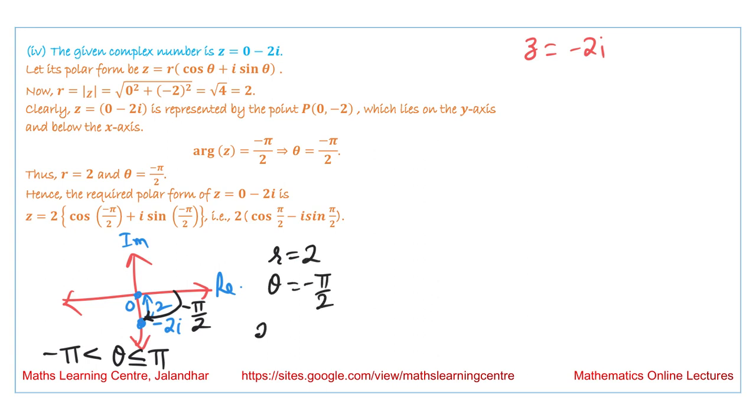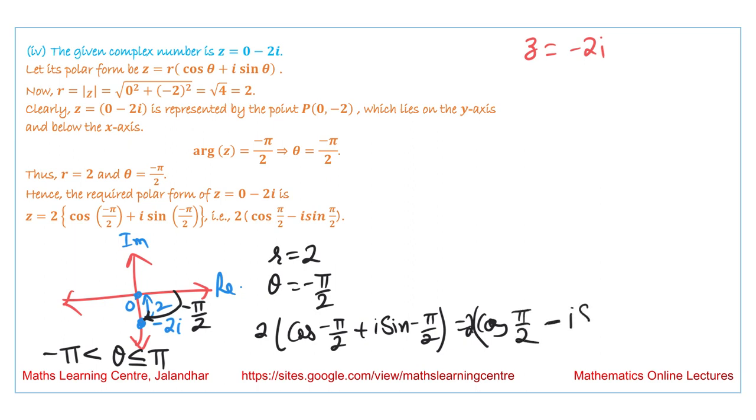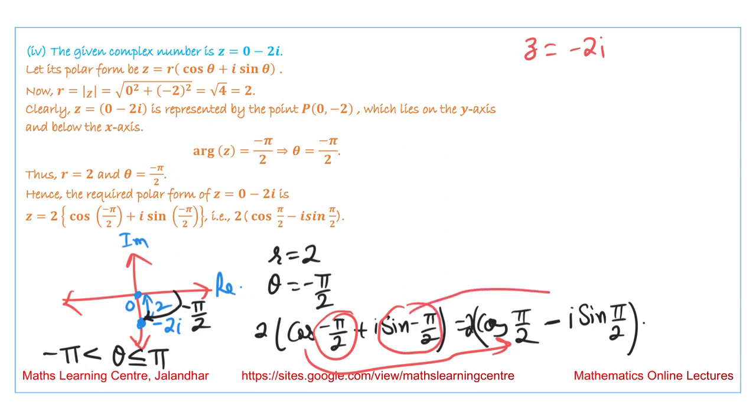So the polar representation will be 2 cos(-pi/2) + iota sin(-pi/2). So this is equal to 2 cos of minus pi by 2, which means it is cos pi by 2, and then it is minus iota sine pi by 2, because we know that cos of minus theta is cos theta and sine of minus theta is minus sine theta.